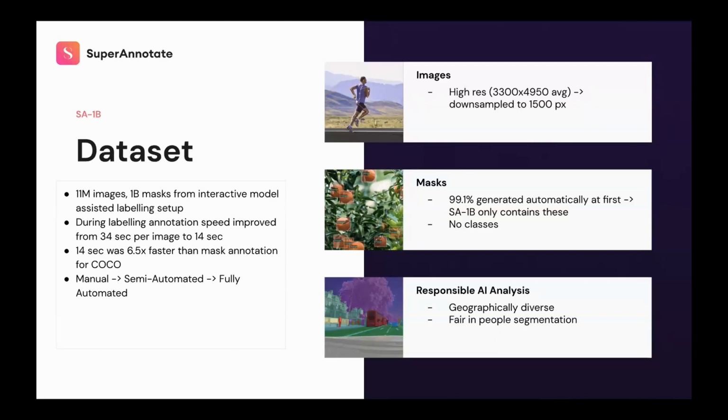And even 14 seconds is like 6.5 times faster than the mask annotation that was mentioned for the COCO dataset. So they really show that this not only creates a good dataset and is a good segmentation model, but it also helps in labeling this type of data.